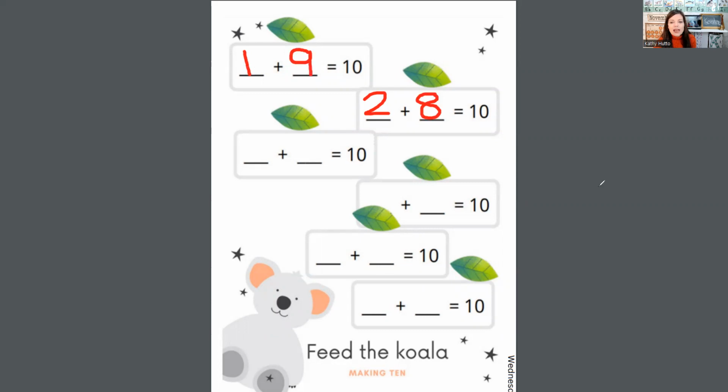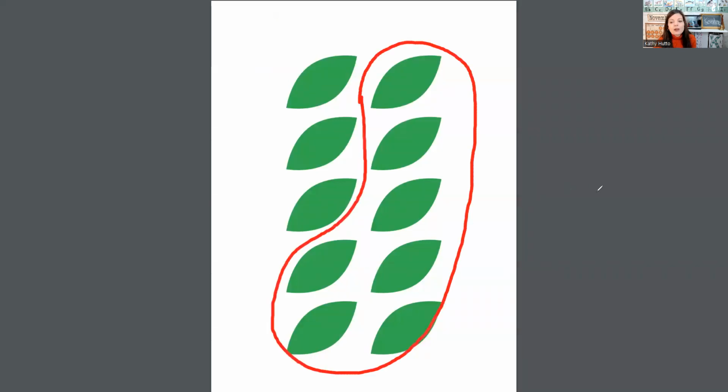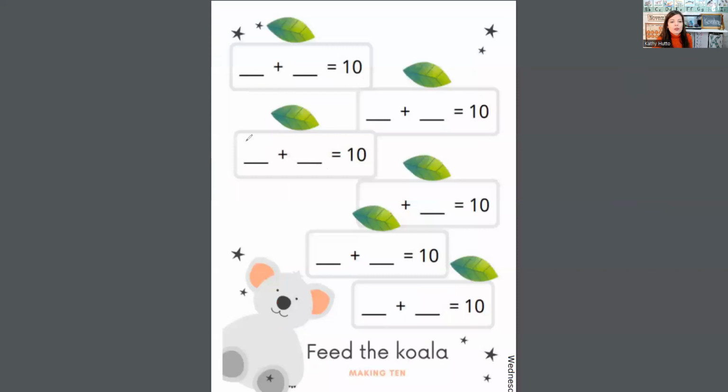Okay, so let's do the next one. This time, we're going to have 3 leaves and some more leaves, and we know all together the answer is still going to be 10. 3 plus how many equals 10? 1, 2, 3, 4, 5, 6, 7. 3 plus 7 equals 10. So let's write that down. 3 plus 7 is 10.